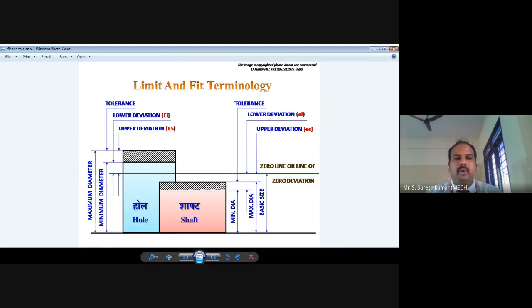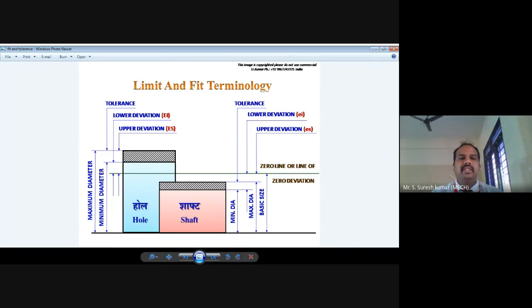So what is meant by hole basis system? In this system, the different clearances and interferences are obtained by associating various shafts with a single hole, whose lower deviation is zero.